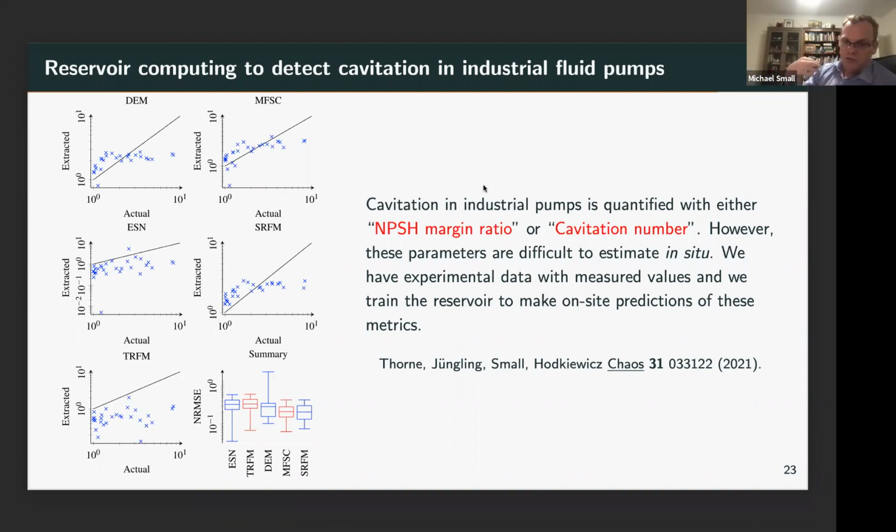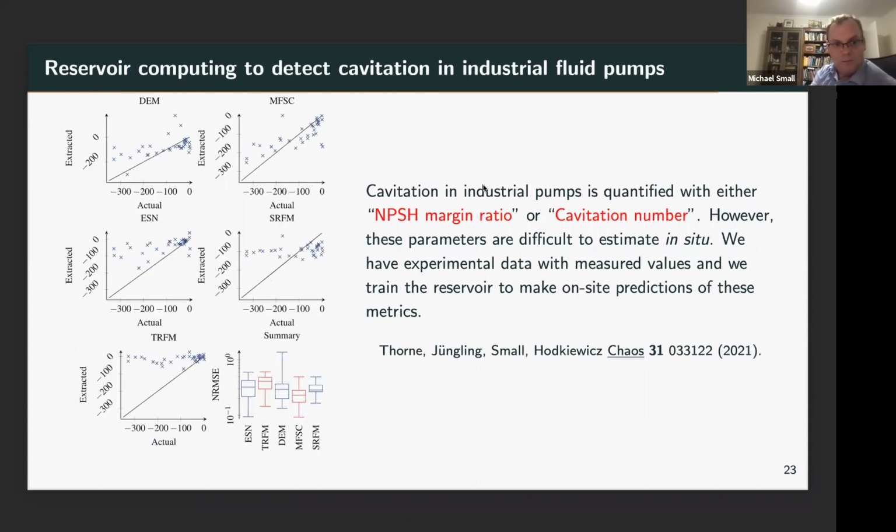They can measure this, except measuring this is complicated and involves expensive sensors going into the system to measure it. When they do measure it, they call it either NPSH margin ratio. Unless anyone here is an industrial engineer, it doesn't matter what that is. It's some property of the pump goodness of behavior, or it's called cavitation number. So there's two sets of pictures here. This is for NPSH margin ratio, and this is for cavitation number.